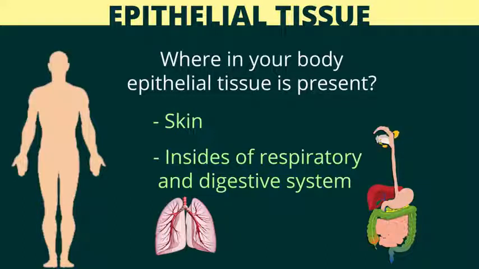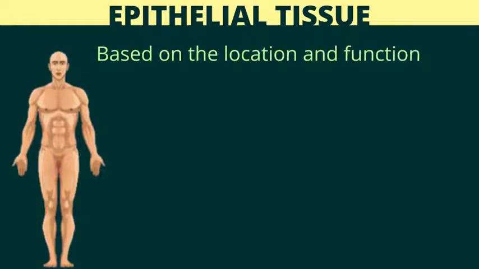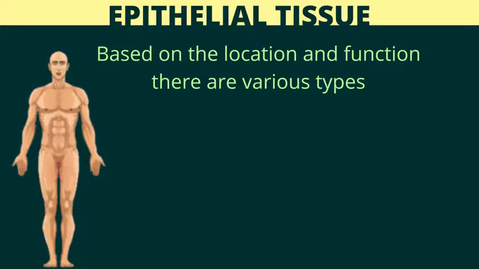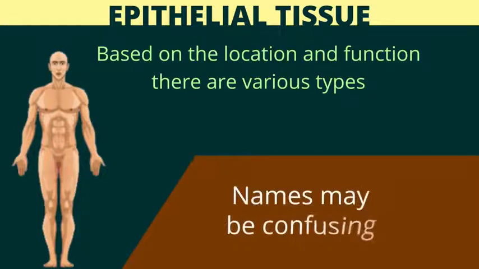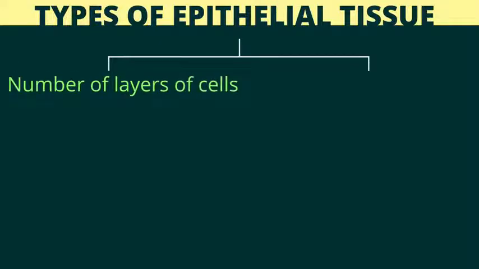So now that we know epithelial tissue is present almost everywhere in our body, based on the location and function it performs in the body, there are various types of epithelial tissue. And their names may be a little confusing. So in this session, we'll learn a way to remember the names by understanding their function in our body. The types of this tissue are based on two factors: number of the cells in the tissue and shape of the cells in the tissue.